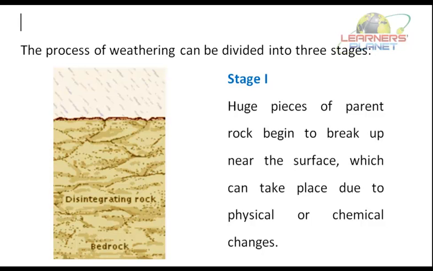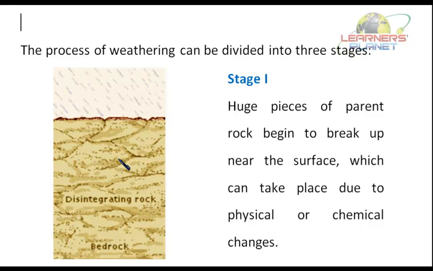Yes, students, the process of weathering can be divided into three stages: stage 1, stage 2, stage 3. Now, what happens in stage 1? Students, here you can see the beautiful picture of stage 1. That means the stage 1 of soil formation. Now we know that soil formation is a very slow and stepwise process, and it takes thousands of years to form a layer of soil just a few centimeters thick. So it is a result of continuous breaking down of rocks.